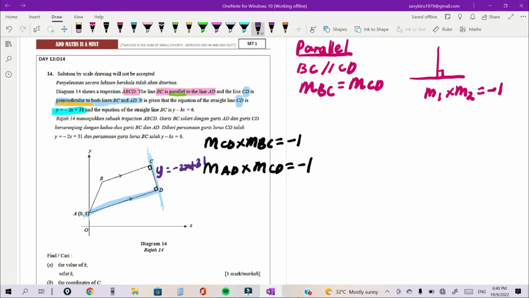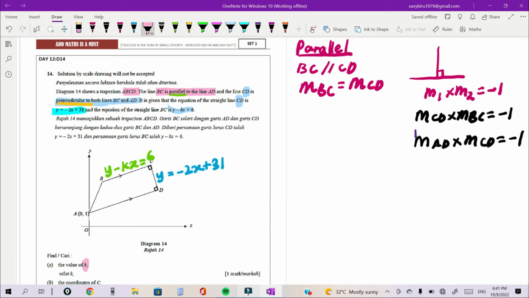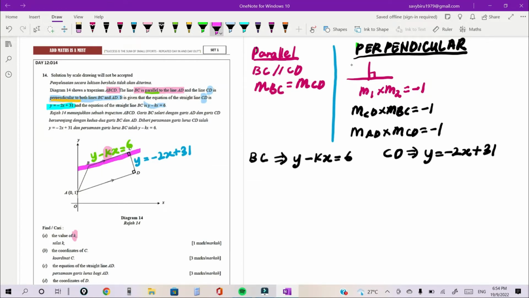And the equation of the straight line BC is y minus kx equals 6. The first question asks you to find the value of k. So where is k? Since BC and CD are perpendicular lines, the gradient of BC times the gradient of CD must be -1. After you modify the equation of BC, making y the subject, it becomes y equals kx plus 6. So k is actually the gradient of BC, and from the equation of CD, the gradient of CD is -2.